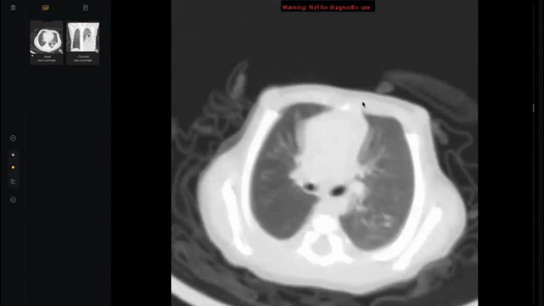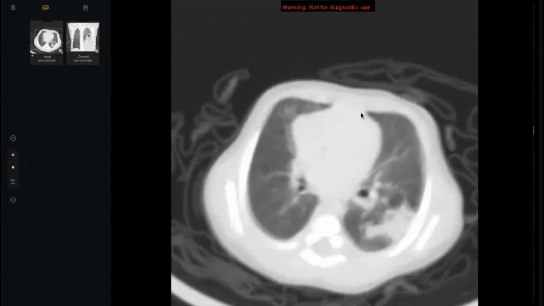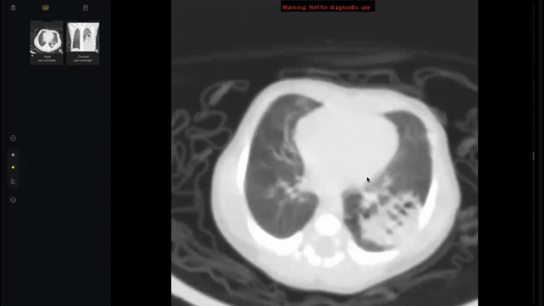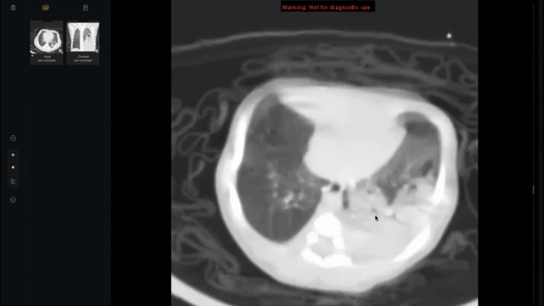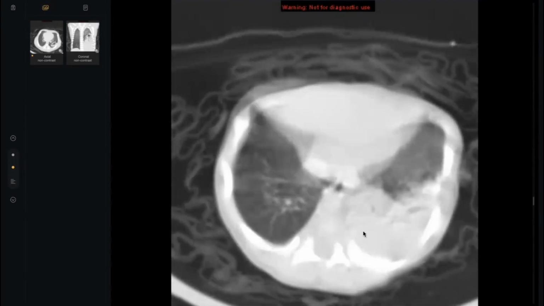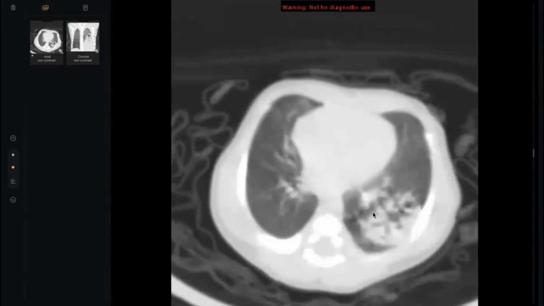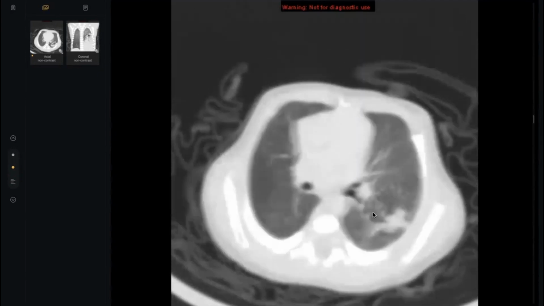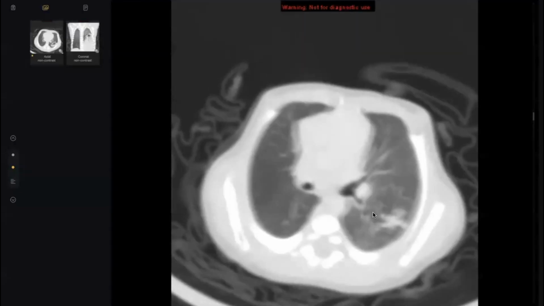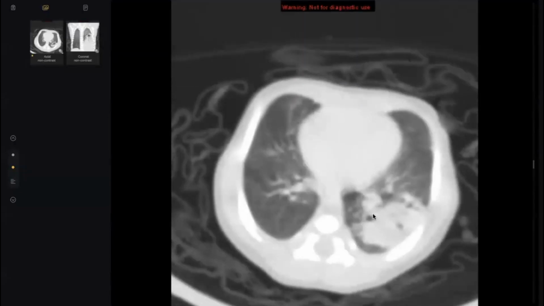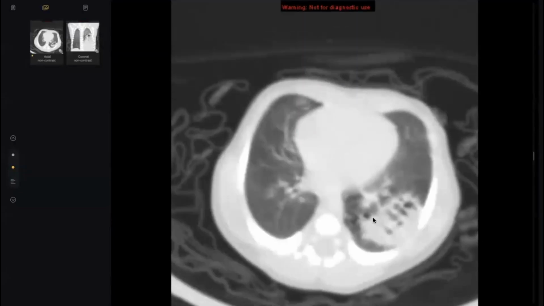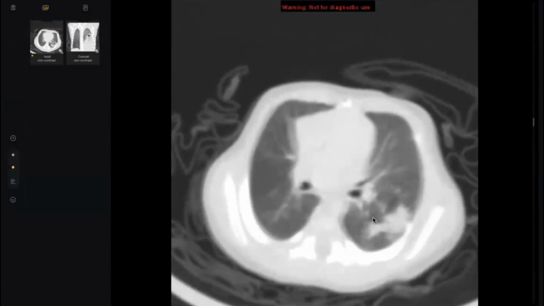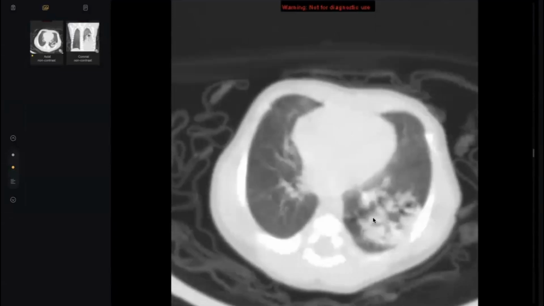Okay, these are axial section CT chest of the same patient, further confirming increased density in the left lower zone with internal cystic areas. I need to look at the contrast enhanced imaging if available. Is there any? No contrast. What happened here? Tell me.